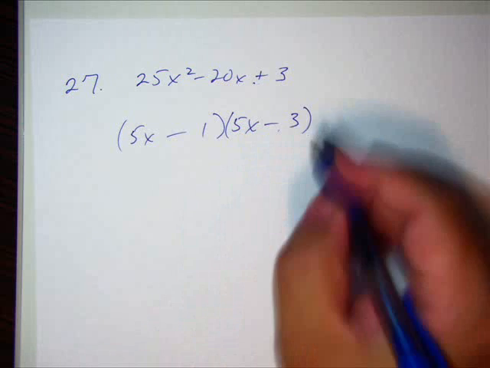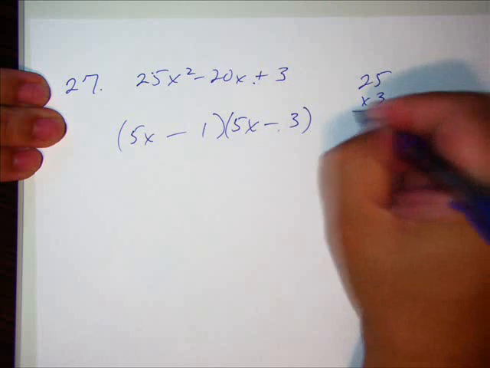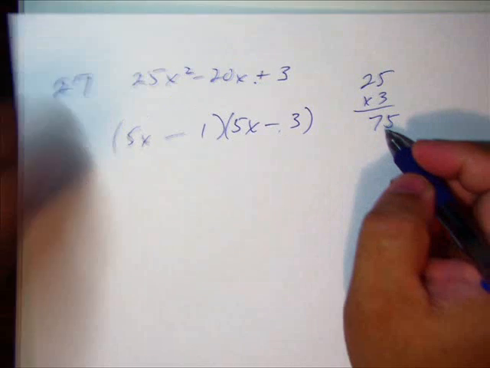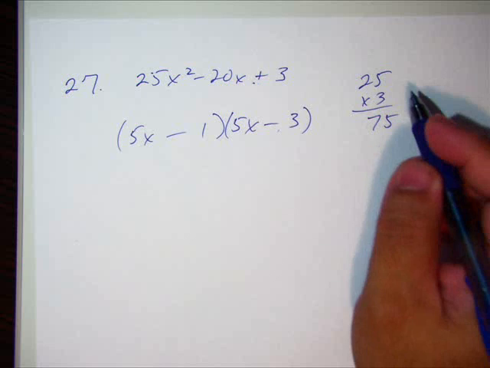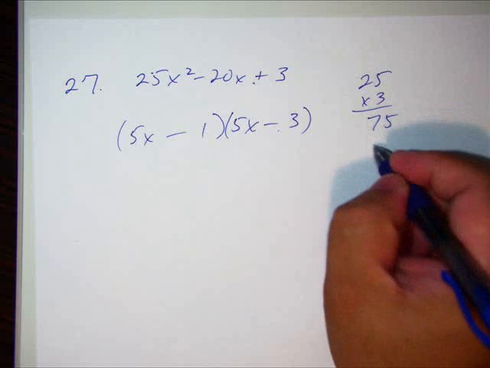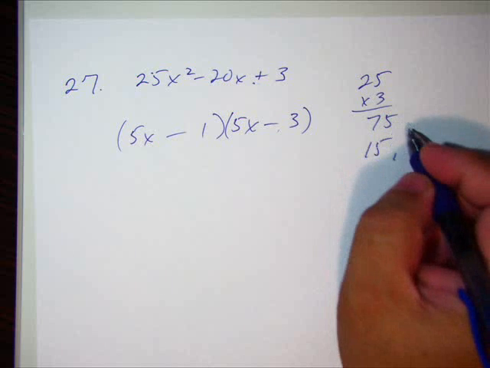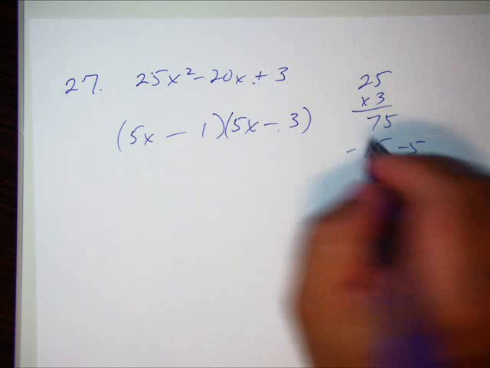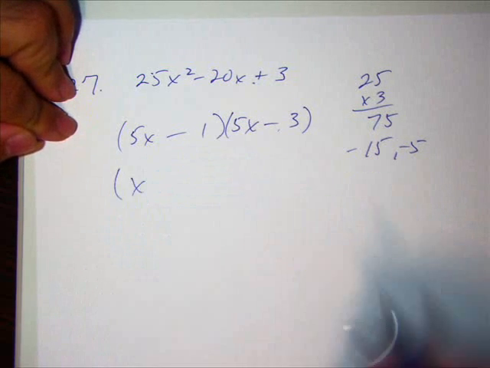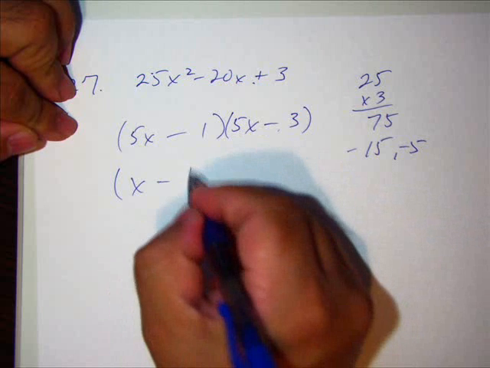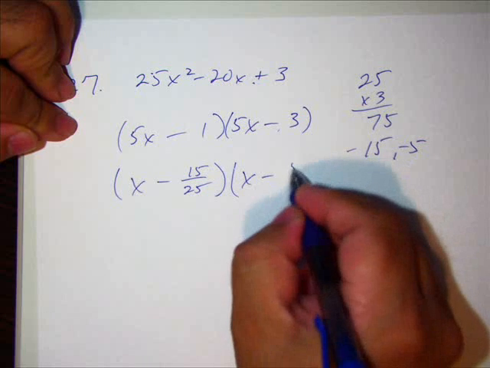the Lizzie method as well. So let's see. The Lizzie method says 25 times 3 is 75. What are the factors of 75 that combine to make negative 20? How about 15 and 5? 15 times 5 is 75. Negative 15 plus negative 5 is negative 20. So, the Lizzie method says this. I say x minus 15 over 25, x minus 5 over 25.